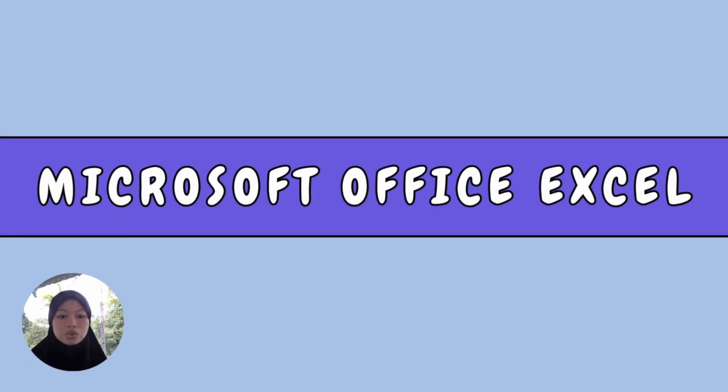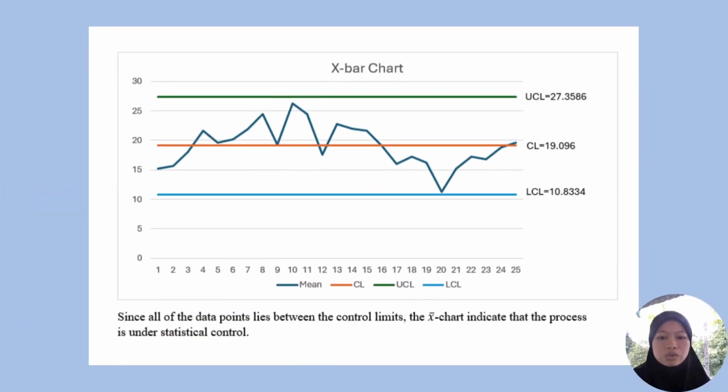So next is Microsoft Office Excel. We converted the data into graphs using Microsoft Excel. So the first chart is the X bar chart. This X bar chart tracks our process stability over 25 samples. You can see the peak at sample 10 and the dip at sample 20, but the value never crossed the control limit. Since all of the data points lie between the control limits, the X bar chart indicates that the process is under statistical control.